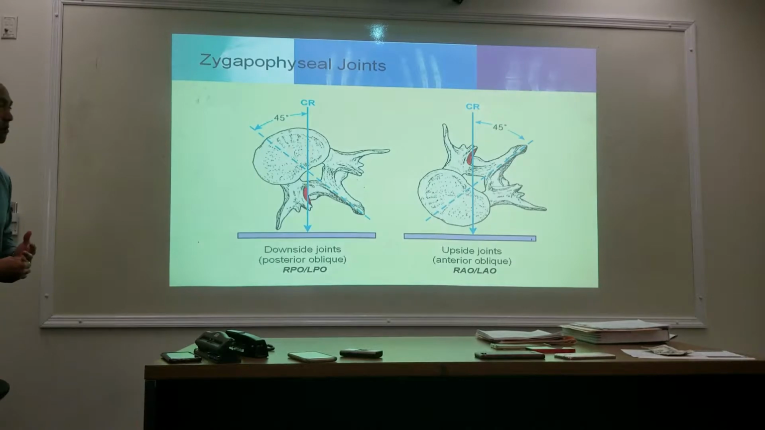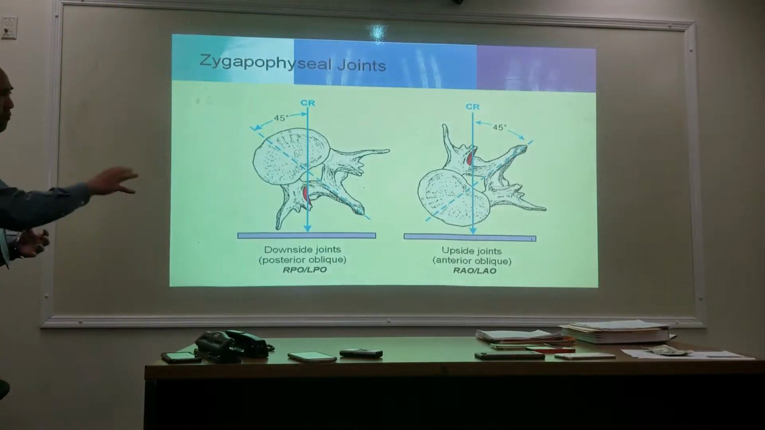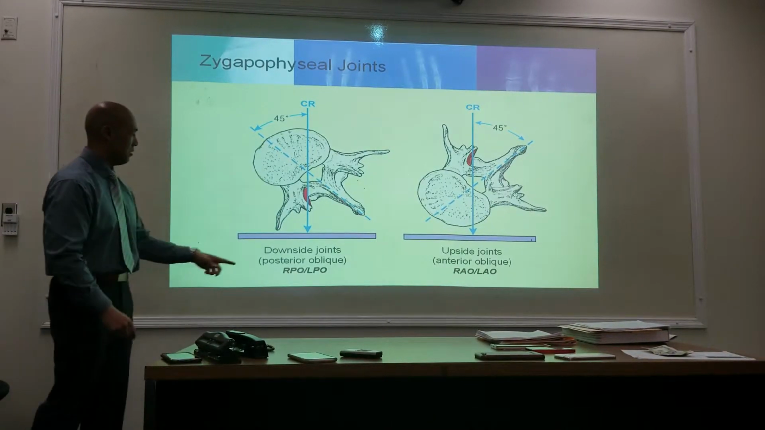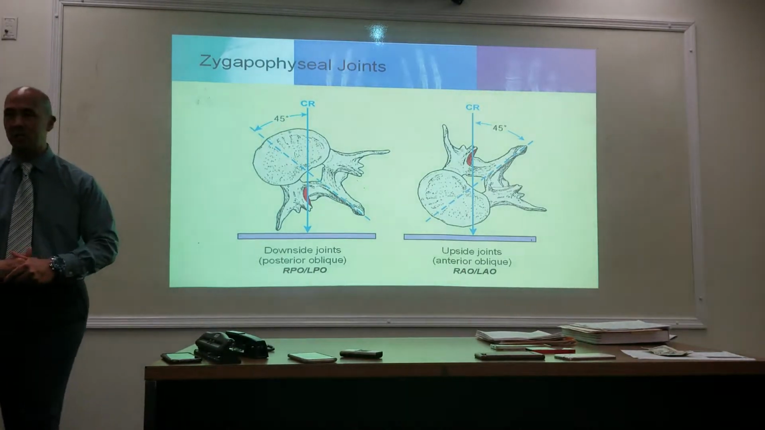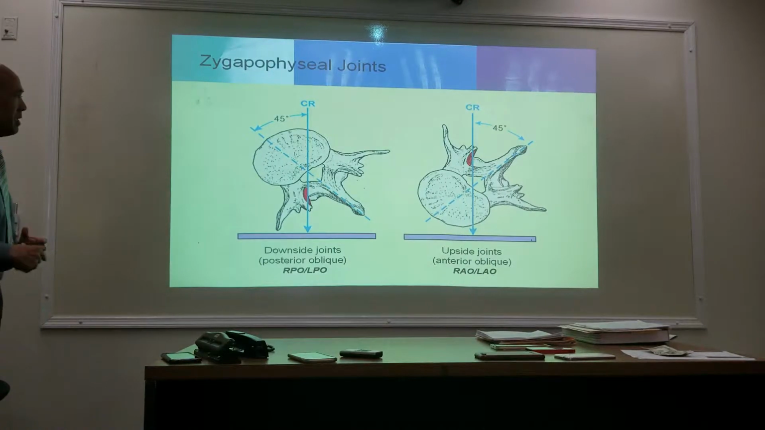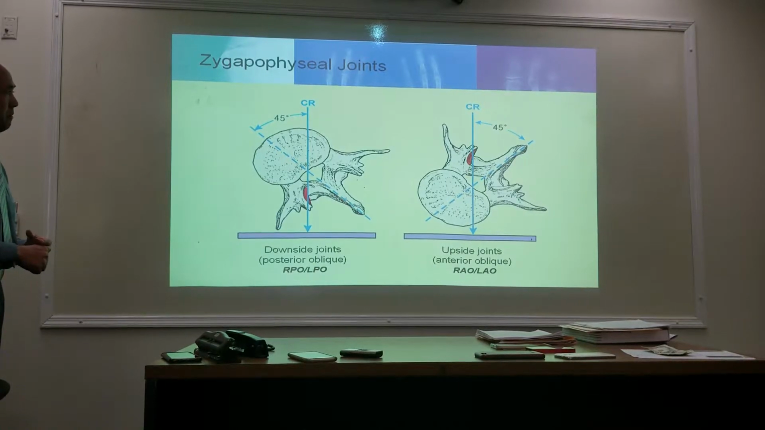So going back to the zygapophyseal joints, 45-degree obliquity will demonstrate those joints. If we are doing a posterior oblique, we are looking at the side closest to the image receptor, while with the anterior oblique, you are looking at the joint furthest away from the image receptor. But again, it's approximately 45-degree obliquity.